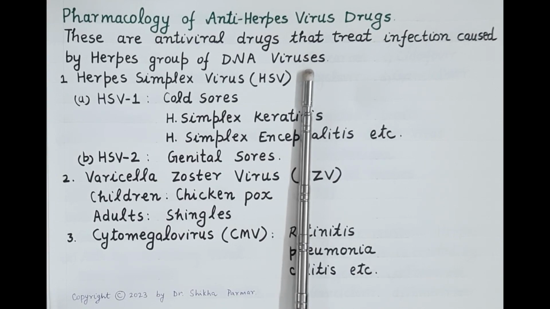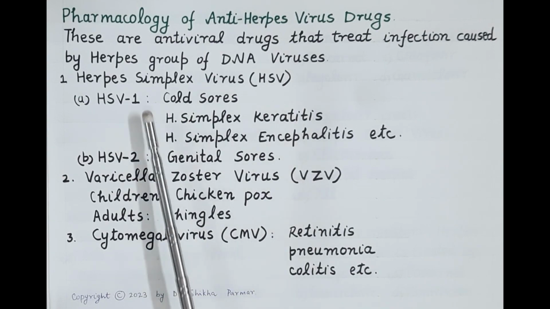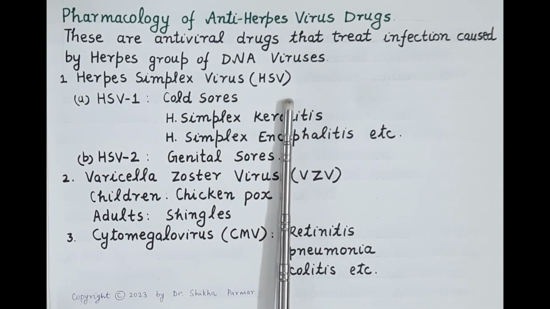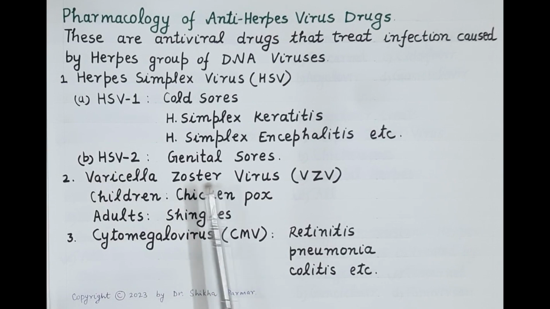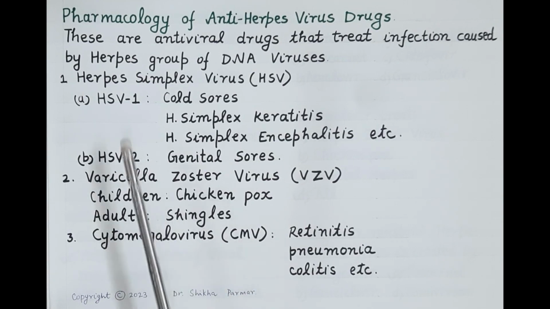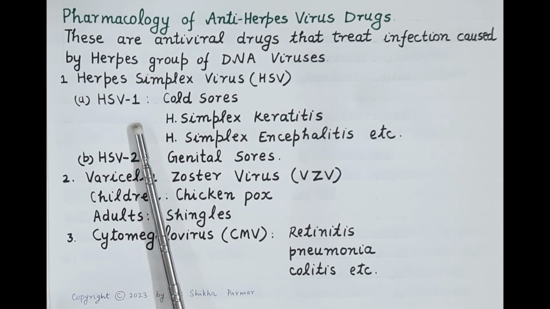Now most important, infection producing herpes viruses are Herpes Simplex Virus, in short HSV, then varicella zoster virus, in short VZV, cytomegalovirus, in short CMV. Now herpes simplex virus is of two types, HSV-1 and HSV-2.